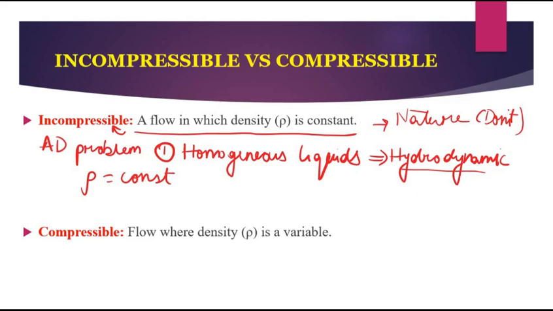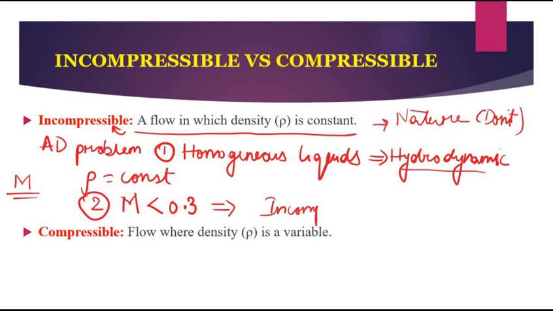Now, there is also one more thumb rule which we usually follow with the flow of gases, that is with respect to Mach number. What is the term Mach number? We will discuss it in the coming slides. Whenever the Mach number is less than 0.3, I will assume that the flow is incompressible. This is the second case where we see that the flow is incompressible. So this was all about incompressible flows.